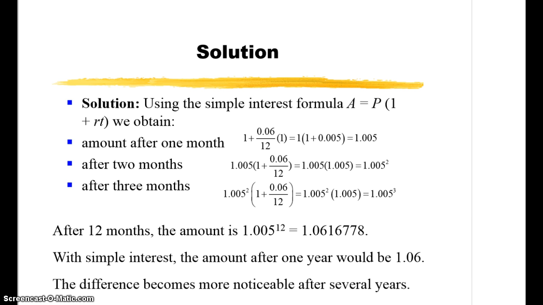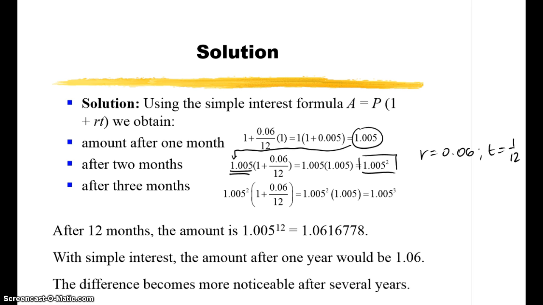A similar calculation is then done for 2 months. Notice the new principal though is the principal after the first month. 1.005 now becomes the new P for the calculation after 2 months. Okay, multiply that by 1 plus R times T. T is once again 1 over 12 and R is 0.06. Right, so here R is 0.06. T is 1 over 12. They're just written together so that we save some room. And the calculation gives us 1.005 squared this time.